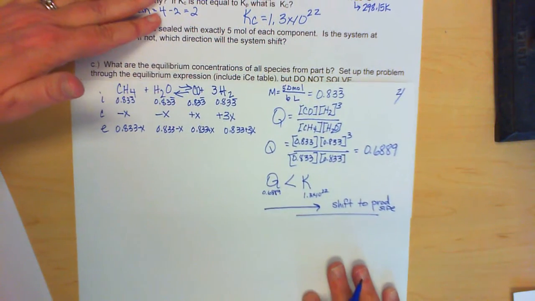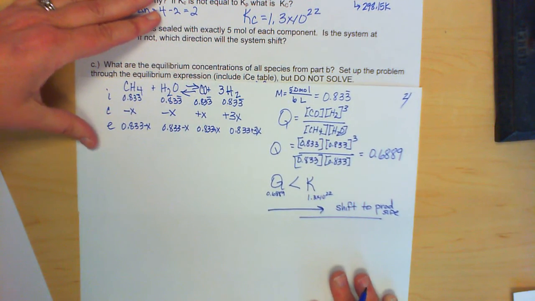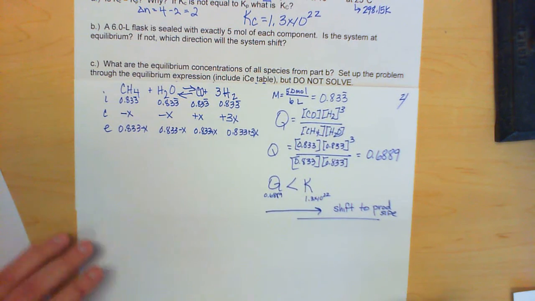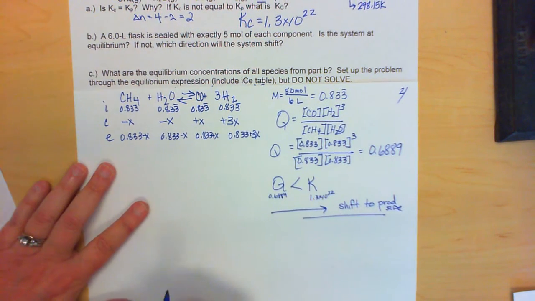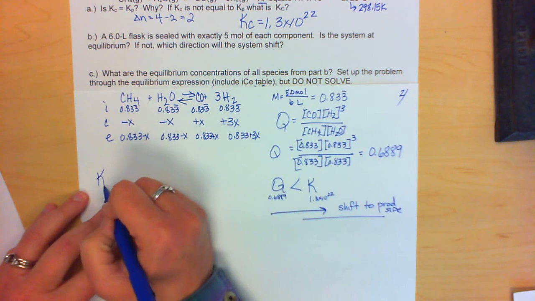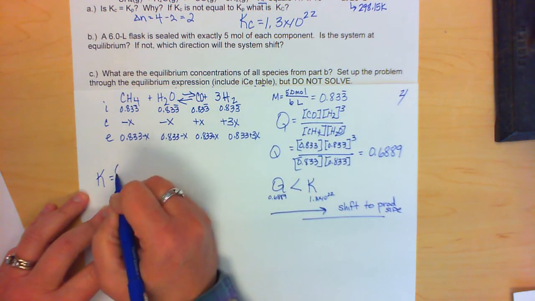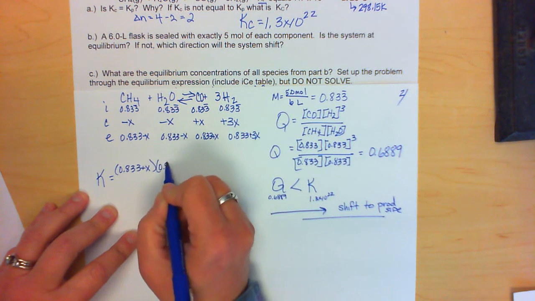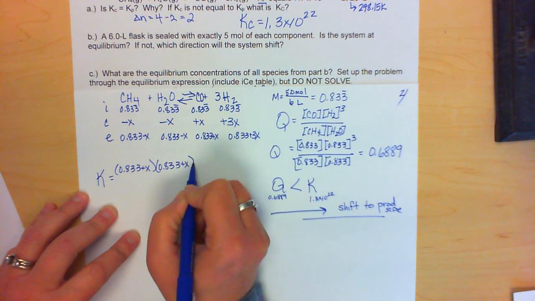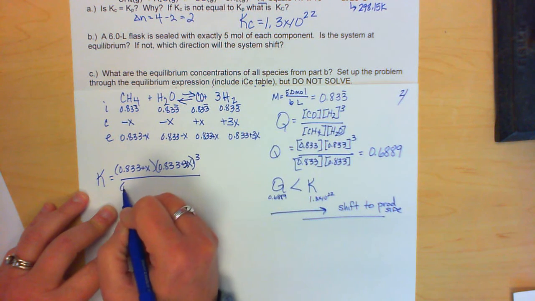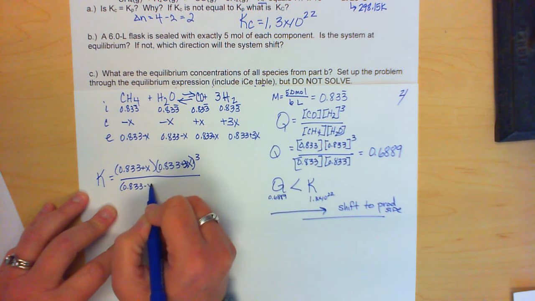But if you'll notice, C says, what are the equilibrium concentrations of all species from part B? Set up the equilibrium expression, include the ICE table, but do not solve. So we've actually set up the ICE table, and let's set up the K expression. So K is equal to products, which is 0.833 plus X times (0.833 plus 3X) cubed, over 0.833 minus X times 0.833 minus X.